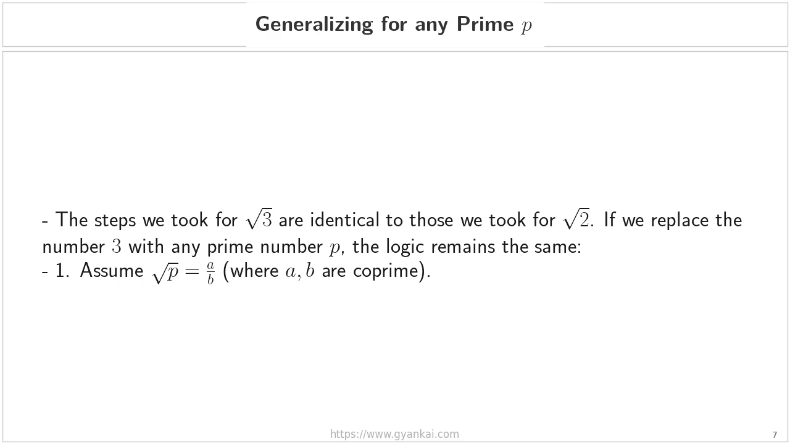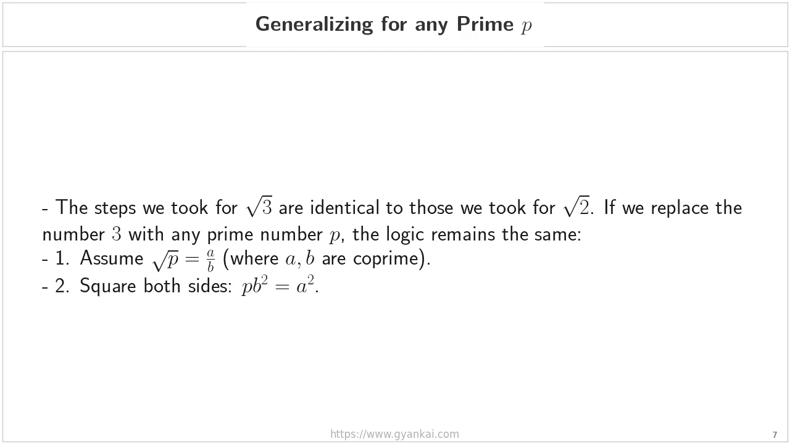First, we start with our initial assumption, just as we did in the previous steps. We assume that the square root of p is equal to a over b, where we explicitly state that a and b are coprime. Second, we perform our algebraic manipulation by squaring both sides of the equation. This gives us p times b squared equals a squared.